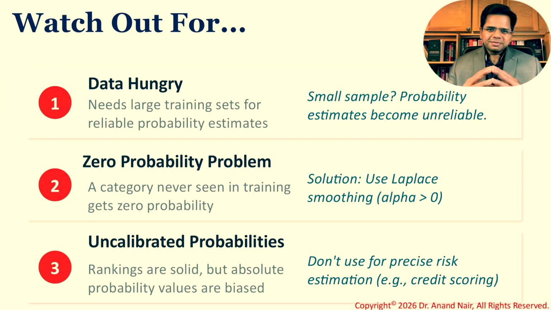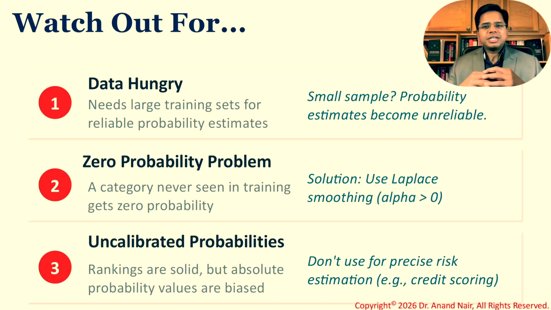Now for the fine print. Every algorithm has its kryptonite, and naive Bayes is no exception. Limitation 1. Data hungry. Naive Bayes requires a large number of records to deliver good results. With a small training set, the probability estimates become unreliable. It's like trying to understand a city's culture after talking to just 3 people. You might get lucky, but you're probably missing the full picture.